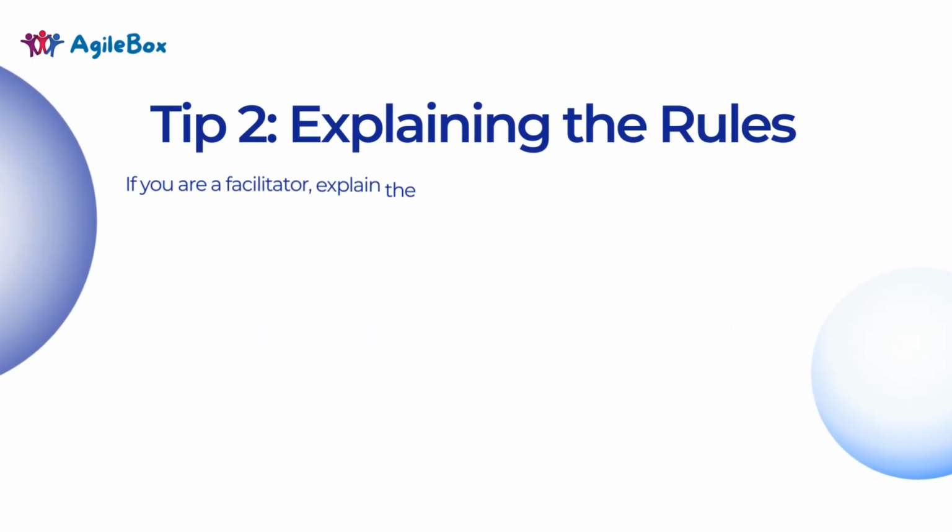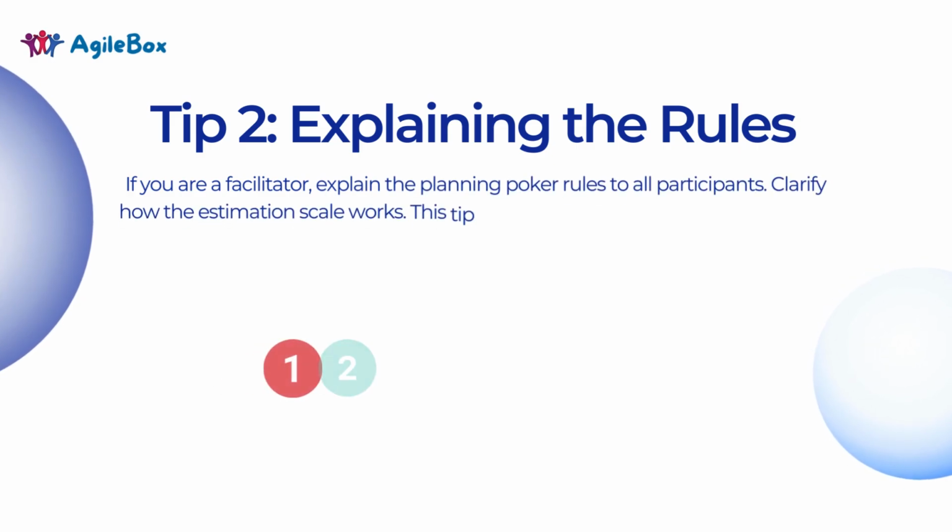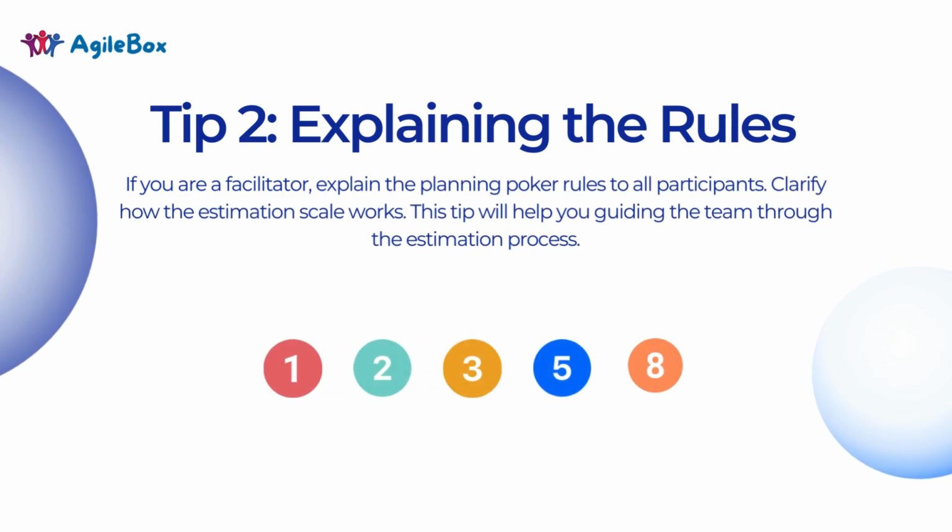Tip 2. Explaining the rules. If you are a facilitator, explain the planning poker rules to all participants. Clarify how the estimation scale works. This tip will help you guiding the team through the estimation process.